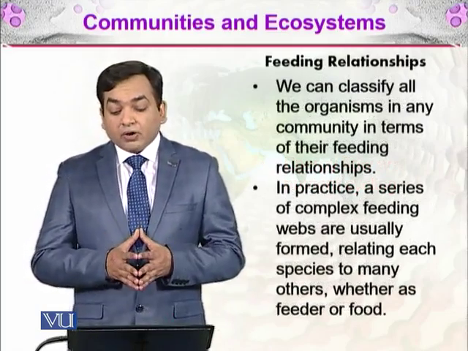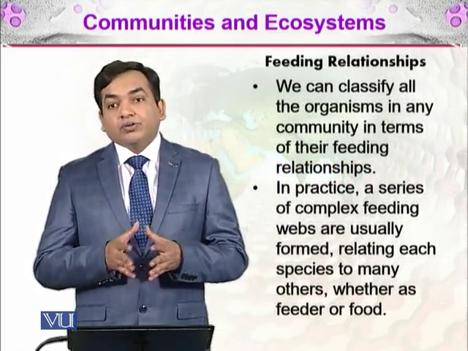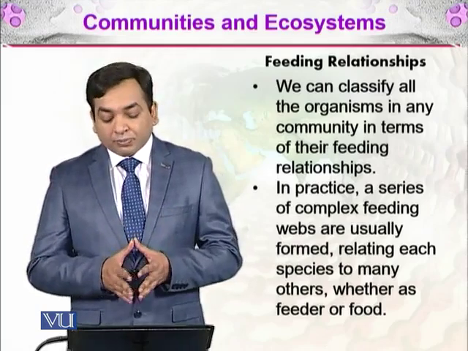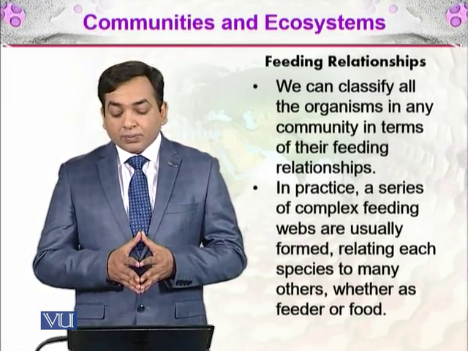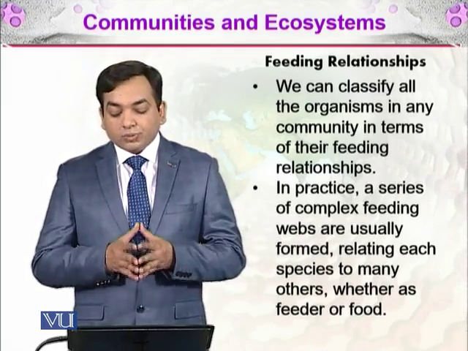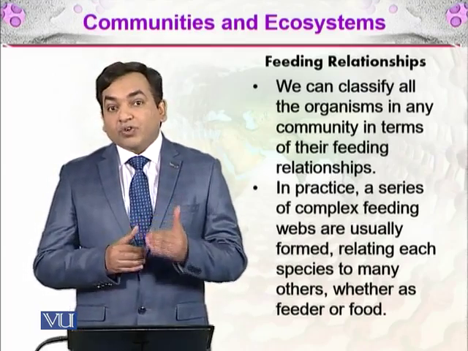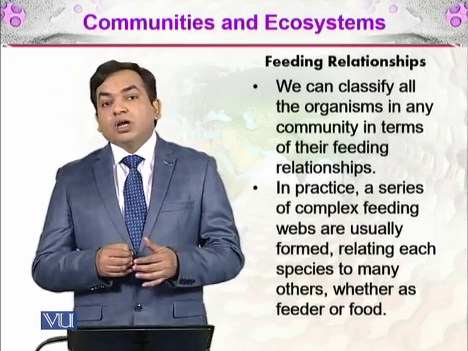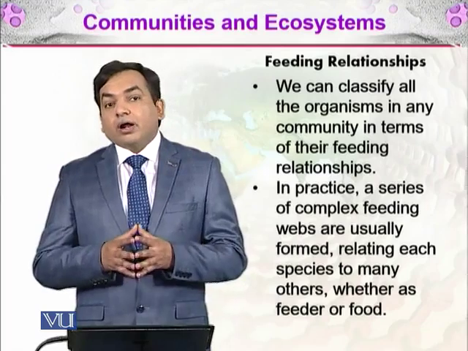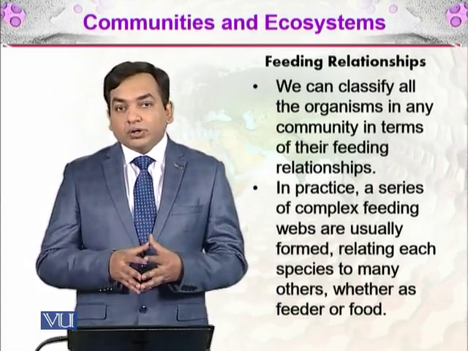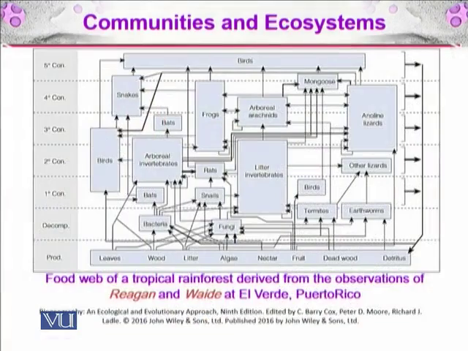We can classify the organisms in any community in terms of their feeding relationships, which are resulting in the nutrient cycling. In practice, a series of complex feeding webs are usually formed, relating each species to many others, whether as feeder or as food. So they are forming the food chain in which one organism is eating another, or a much more complex form which is called a food web, in which you can see the feeder or the food. Here you can see the food web of a tropical rainforest derived from the observations of Reagan Waide at El Verde in Puerto Rico.